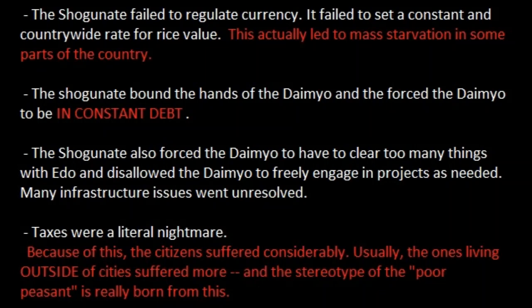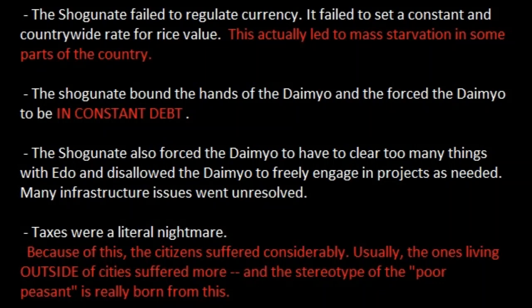So you have massive starvation because of mismanagement of money. You have infrastructure not being worked on because the government won't give the permission, right? And then let's not even get into the tax issue. Taxes were a literal nightmare. The tax rates sometimes going up as high as 60% in some cases, right? Now I want you to read the last line in red.